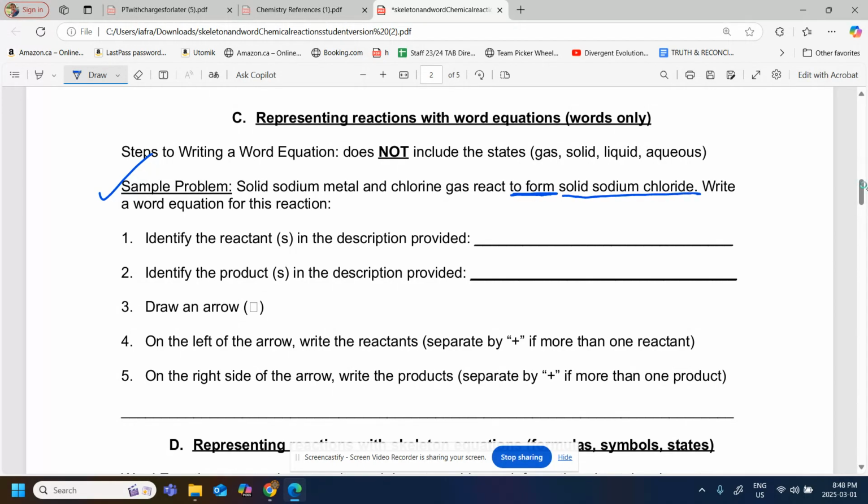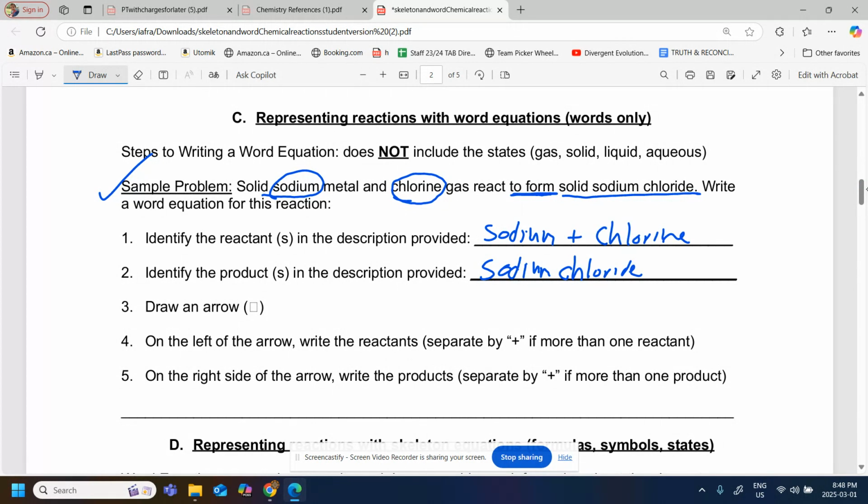So you don't have to write the state right now. You can write sodium chloride. That's a product that was made. Then what's reacting? What do you start with? Well, it says you're starting with solid sodium metal. So sodium, we just have to write the chemicals, not the states. And then chlorine. So sodium is a reactant, and so is chlorine. They're the ones reacting.